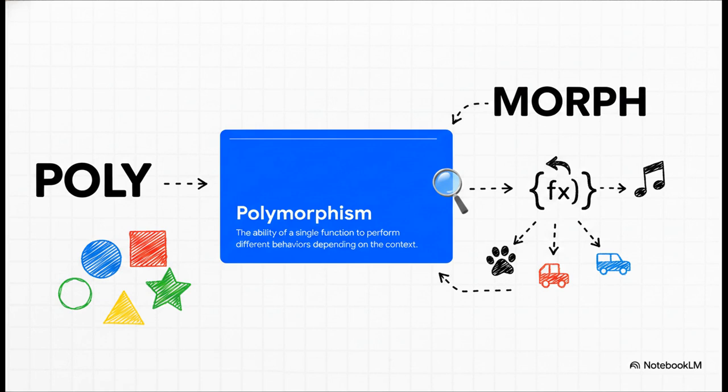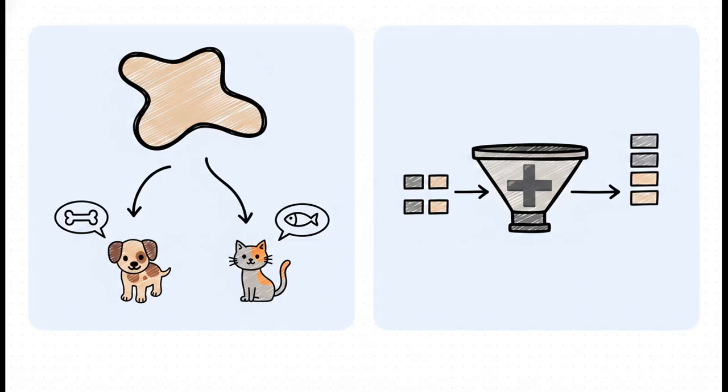Put it together, and it's simply the ability of a single function name to exhibit more than one behavior, depending entirely on the context. But I know beginners often get tripped up on exactly how this looks in practice. There are two main flavors you really need to know.